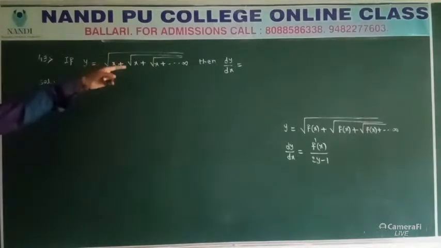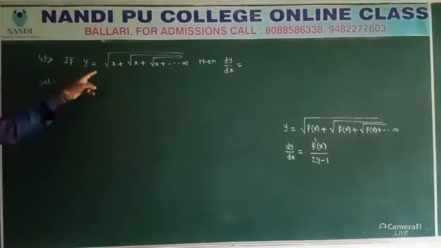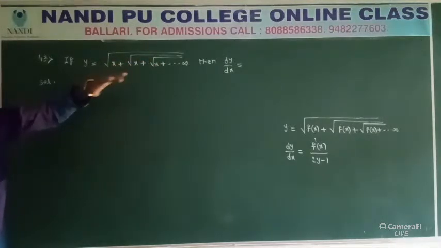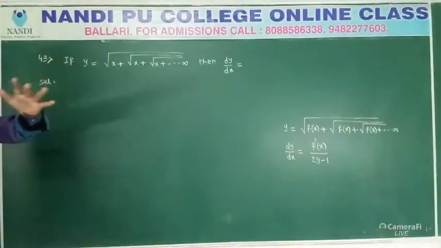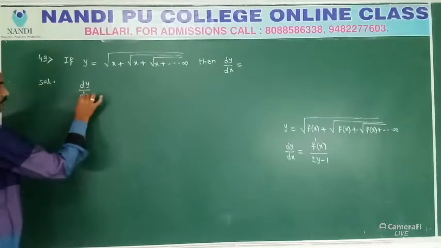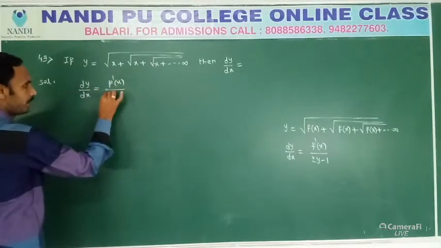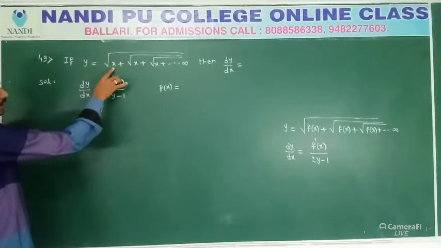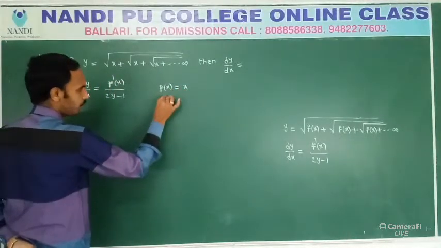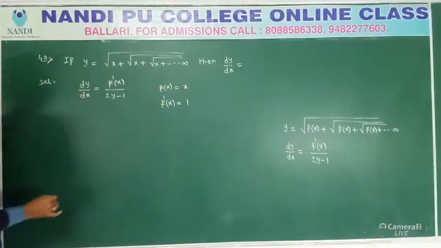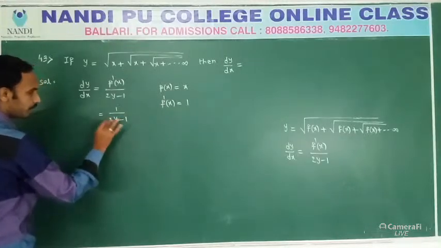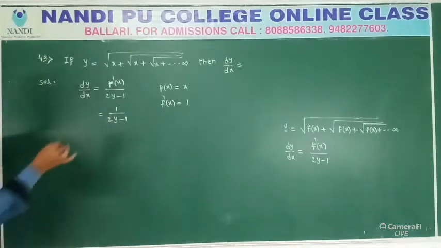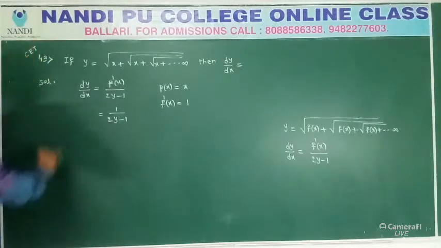Here y is given, we are going to differentiate y. It is in the form y is equal to root of f of x plus root of f of x plus root of f of x and so on infinity. The formula is dy by dx is equal to f dash x divided by 2y minus 1. Here f of x is x, and its derivative f dash x is 1. Substituting, it is 1 by 2y minus 1. So the answer is 1 by 2y minus 1. Okay, write it. This was given in the previous CET examination.